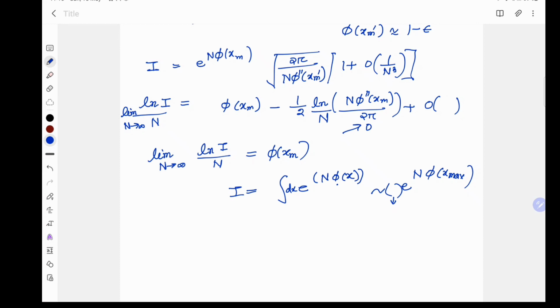Now the last topic of this tutorial is the Stirling approximation.